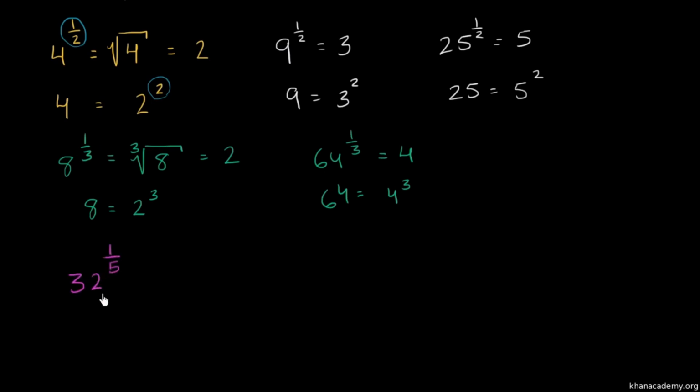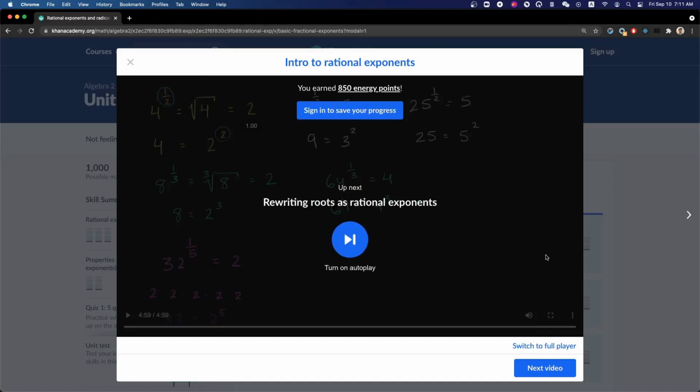So this says, hey, give me the number that if I were to repeatedly multiply that number 5 times, I would get 32. Well, 32 is the same thing as 2 times 2 times 2 times 2 times 2. So 2 is that number that if I were to multiply it 5 times, I'm going to get 32. So this right over here is 2. Or another way of saying the same statement is that 32 is equal to 2 to the 5th power.